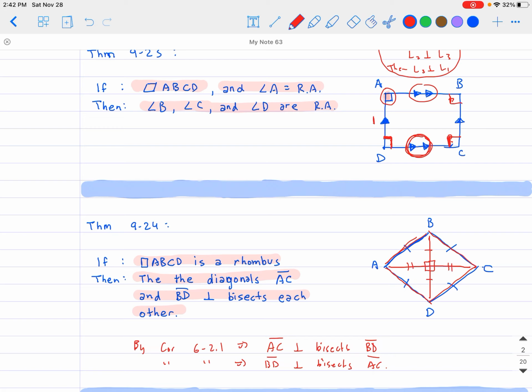So be very careful here. This is a rhombus, so that means that AC is not necessarily congruent to BD. The two diagonals might not be the same length, okay? That only applies if it's a square.